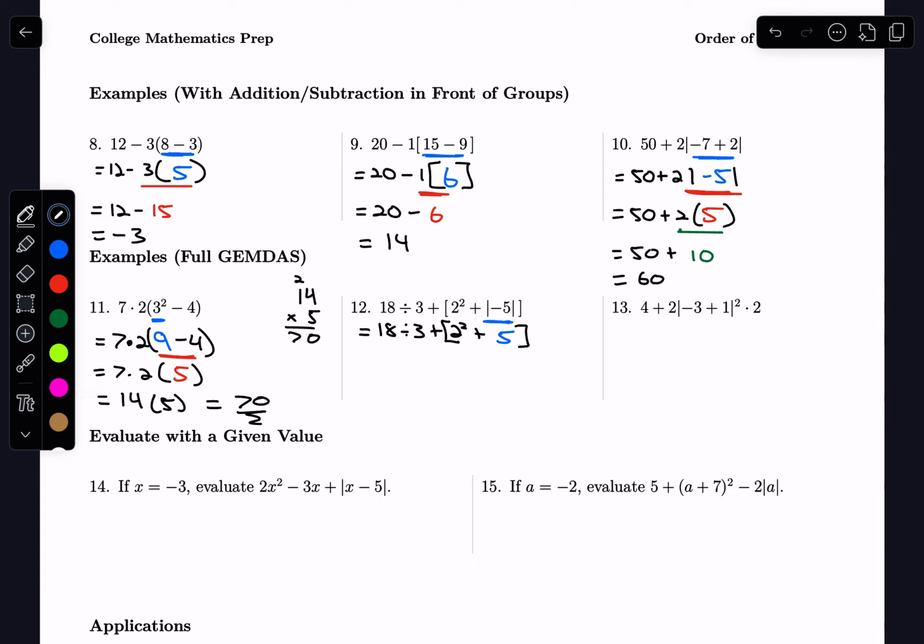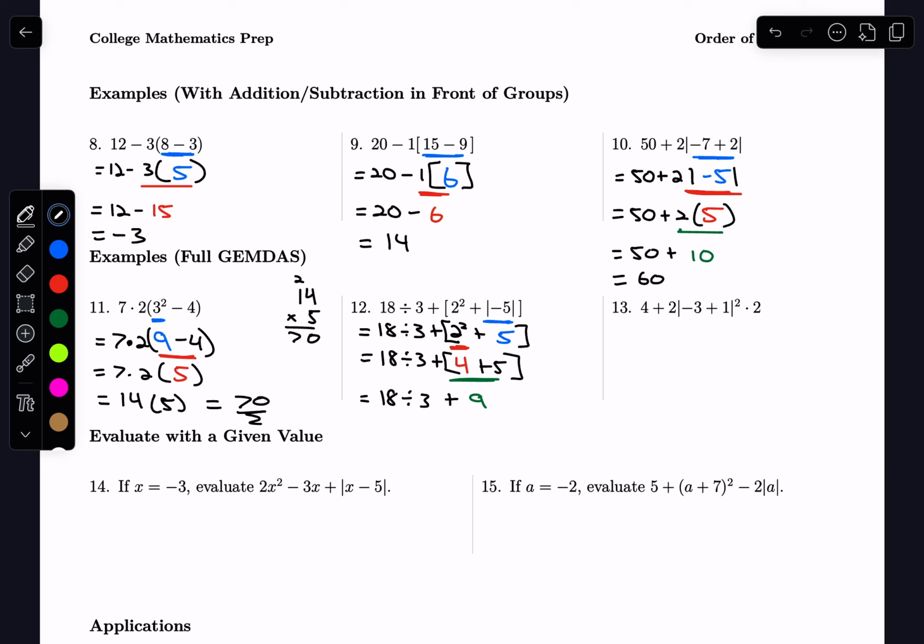All right, so now we restart. We have brackets, which are grouping symbols. So I look inside, and just like the previous problem, inside those brackets, I have an exponent. So I will work out that exponent before I do the addition. 2 squared is 4. So then I rewrite out 18 divided by 3 plus bracket 4 plus 5. Now in those brackets, I can go ahead and work out that addition. 4 plus 5 on the inside gives me 9. So I'm now left with 18 divided by 3 plus 9.